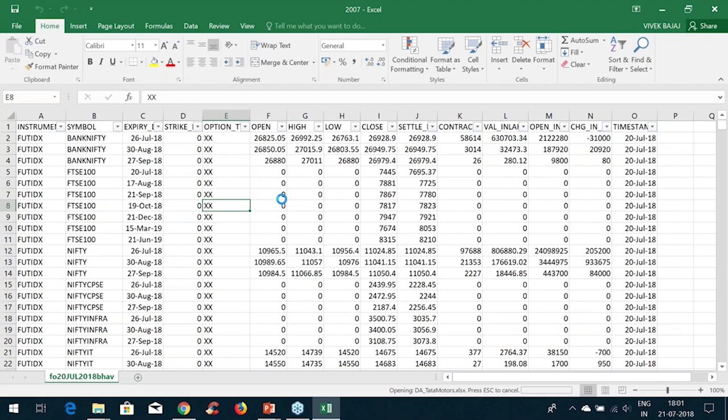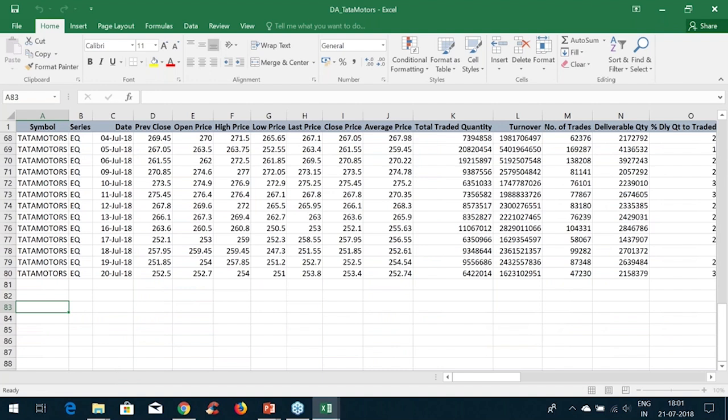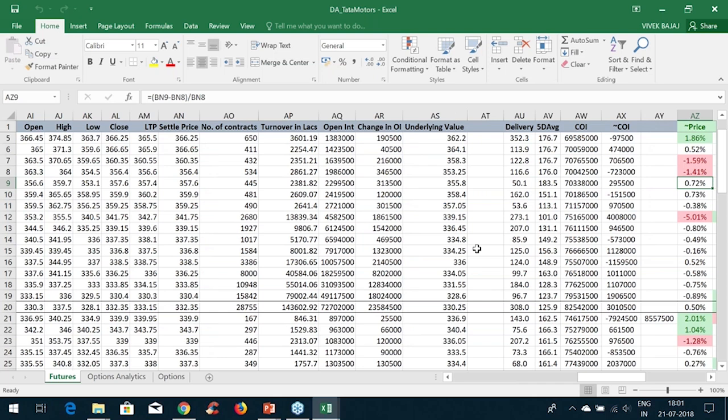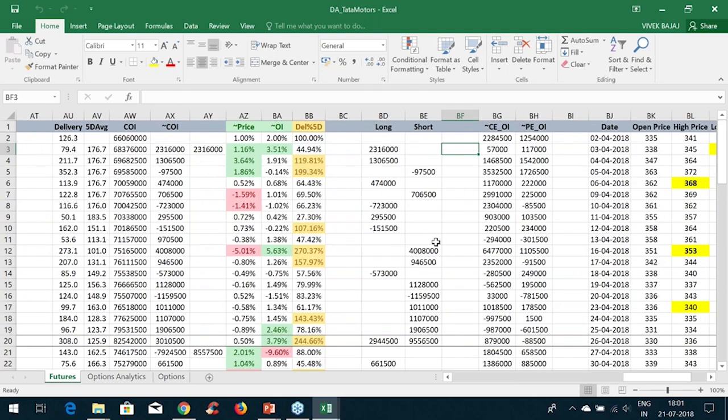Okay, so this is my analysis which I did for Tata Motor. I'm going to share this Excel sheet with all of you so that you understand the format, the way I have done it. So this is how I have done it, long, short.